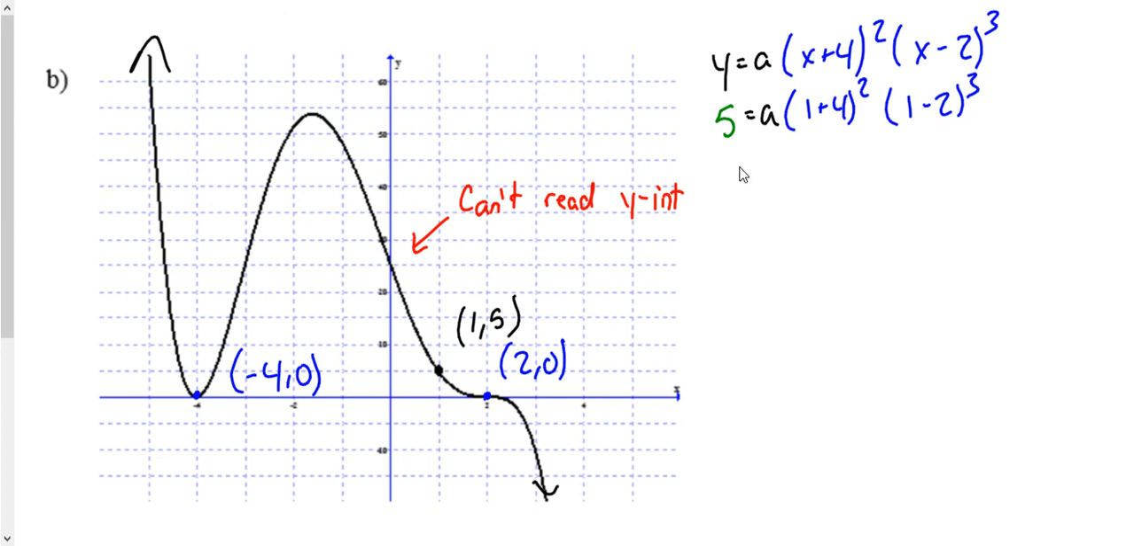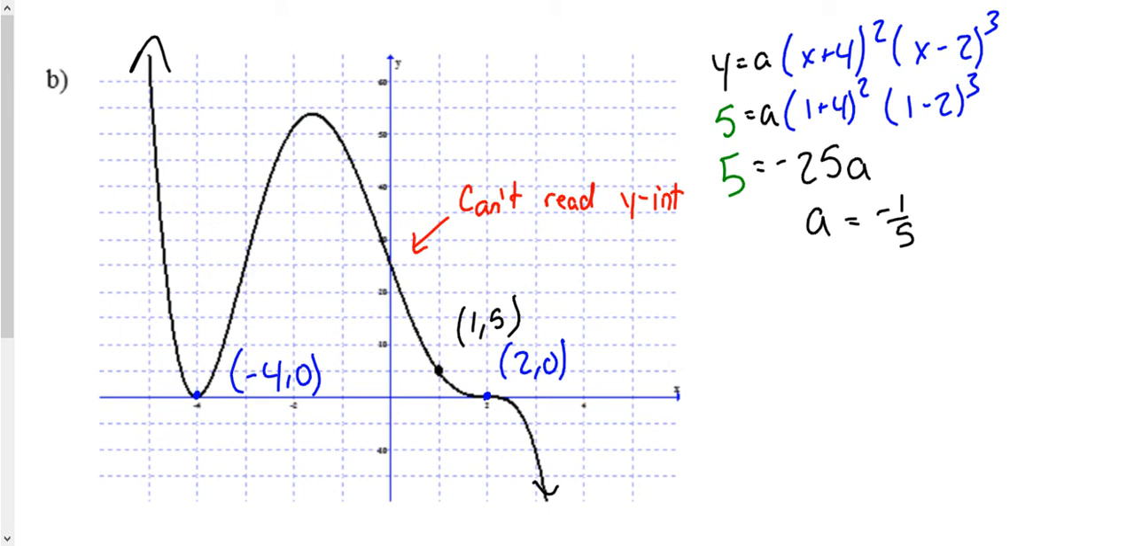What does that get us? So that gets us 5 equals... sorry, wrong one. 5 equals, so this is 1 and 4 make 5. 5 squared is 25. This here is -1. -1 cubed is now just -1. So we have, this is all equal to -25a. To get a by itself, move the -25 over. So that's going to get us to -1/5 overall.